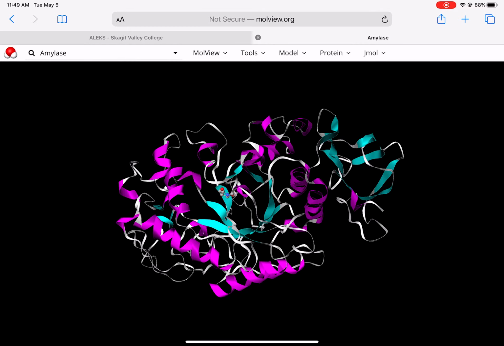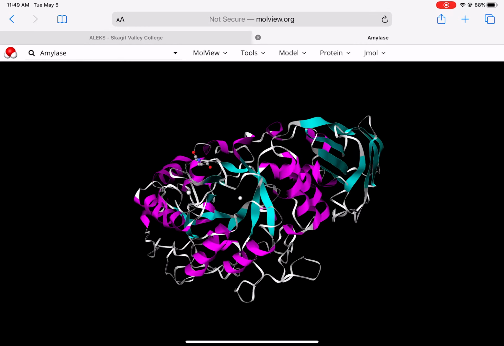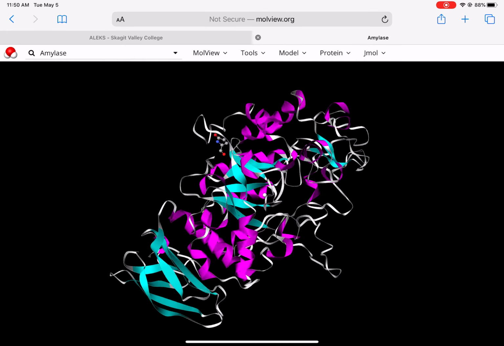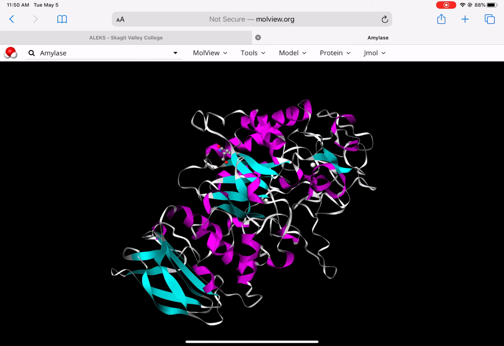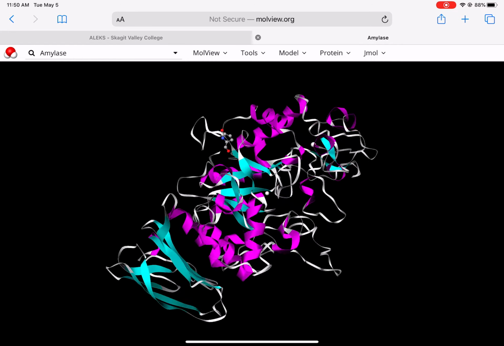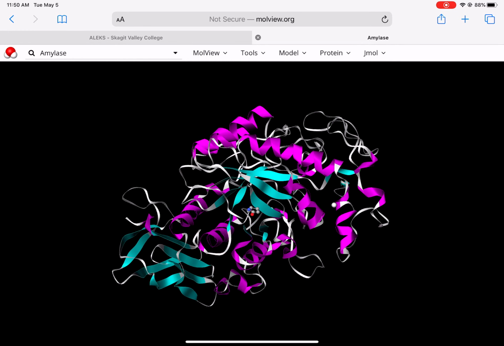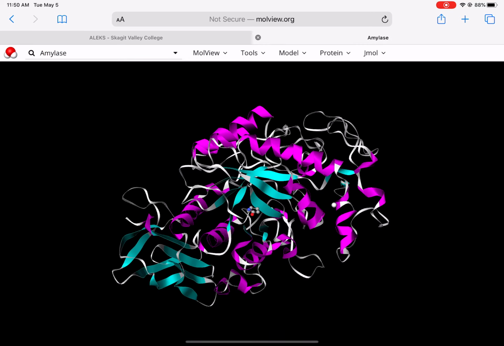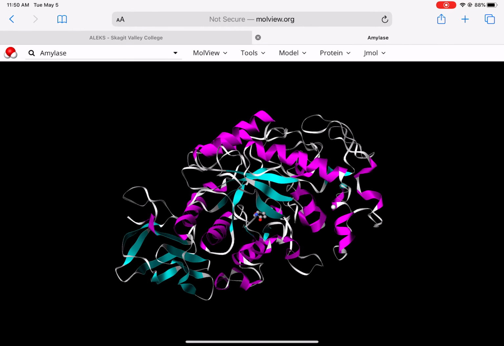Here's a representation of a protein in Mol* View. You can do this yourself because remember, Mol* View is free. The website is molview.org. And this particular protein that we're looking at is amylase. So over here in this bar, you can just type in, search the name of any protein. And if it has it in the database, it'll come up and you can look at it.